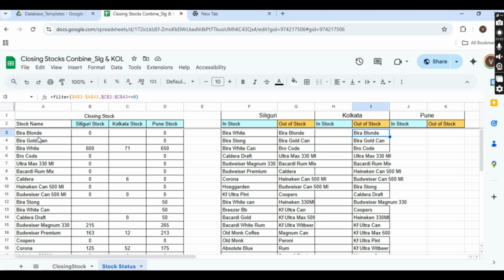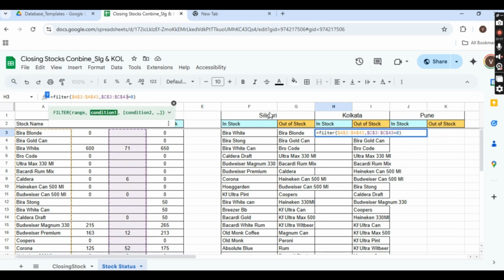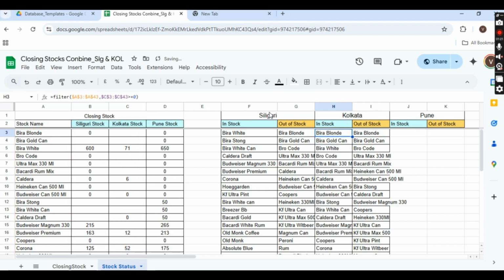Then you can filter on that. This is a very useful formula used in warehouses. In a warehouse you can easily identify which stock is there and which is not in stock.